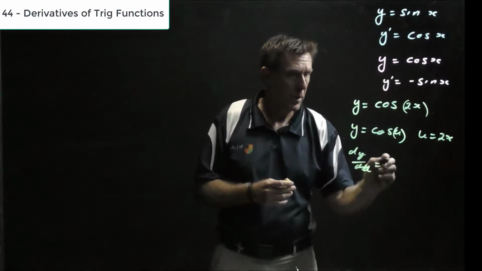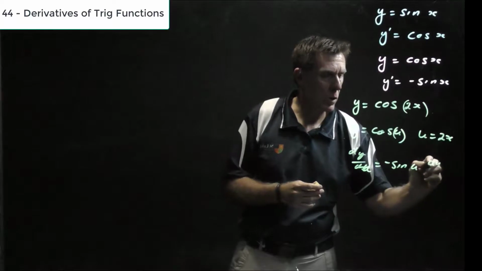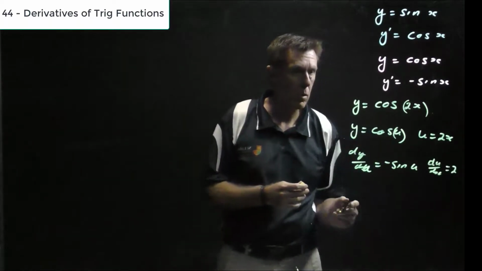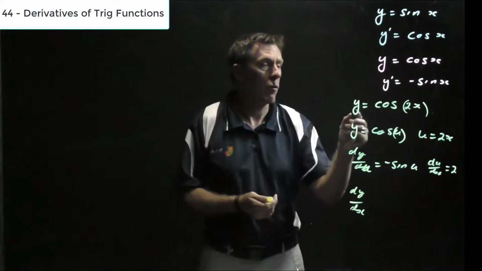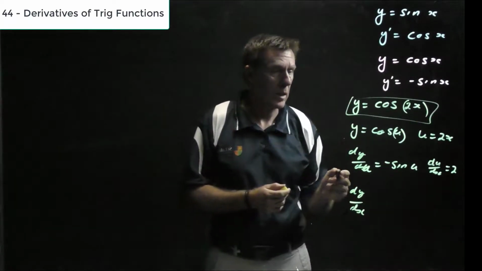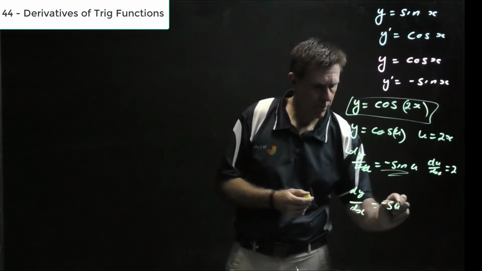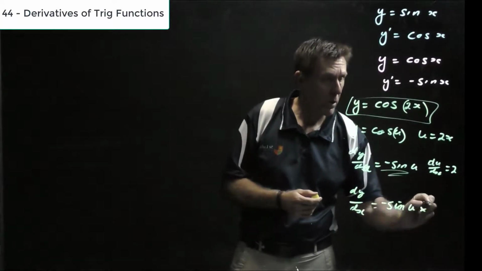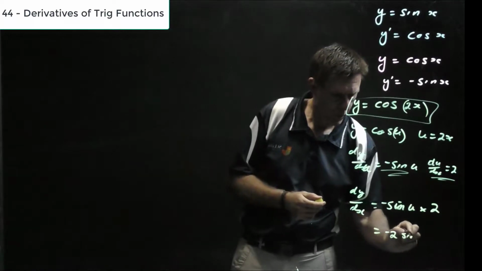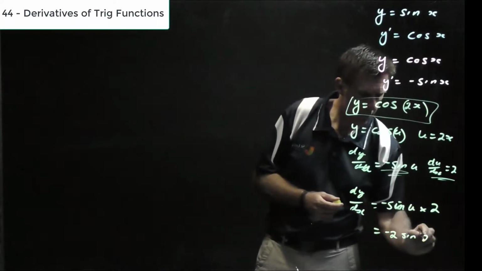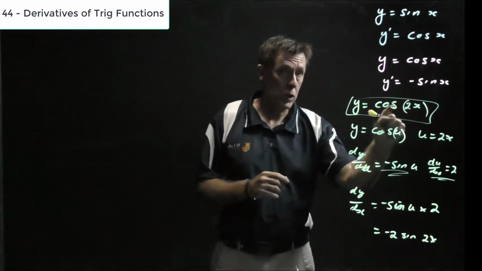dy/du is the differential of cos, which is negative sine, and then du/dx is going to be 2. So the differential of the original function is now going to be the differential of the outside times by the differential of the inside. Take u out, put its value back in. Alright, so that's a very, very quick example of how this is done as a chain rule.